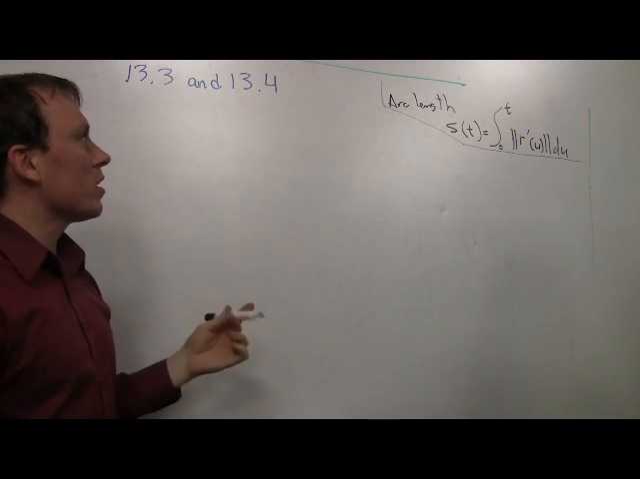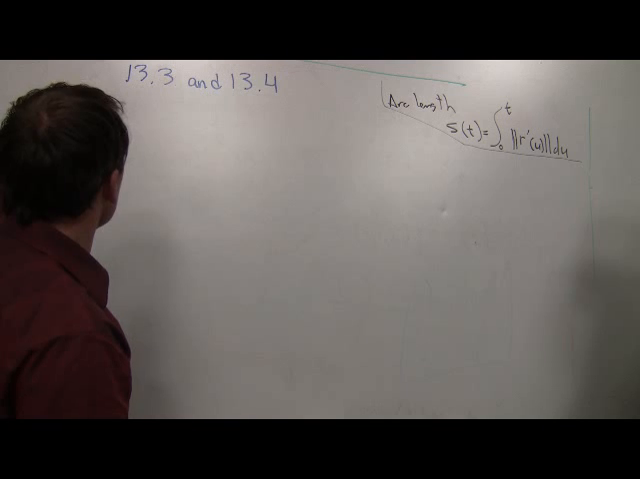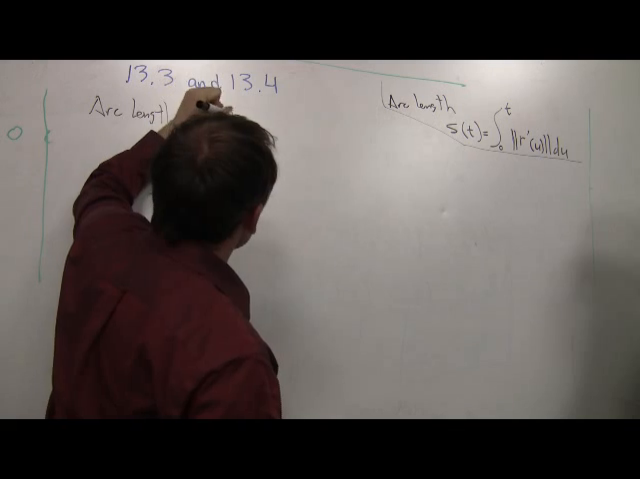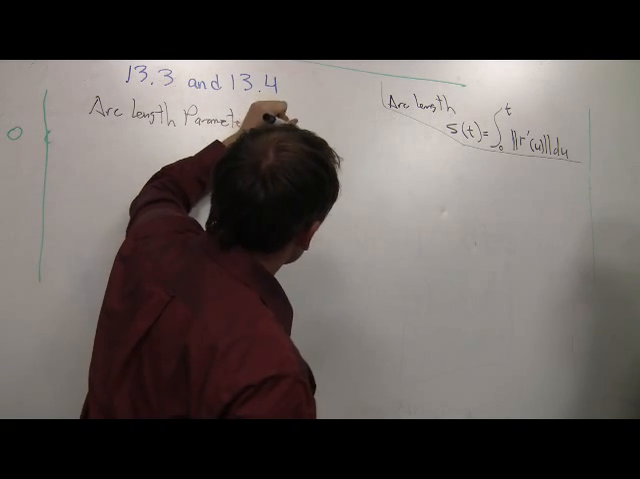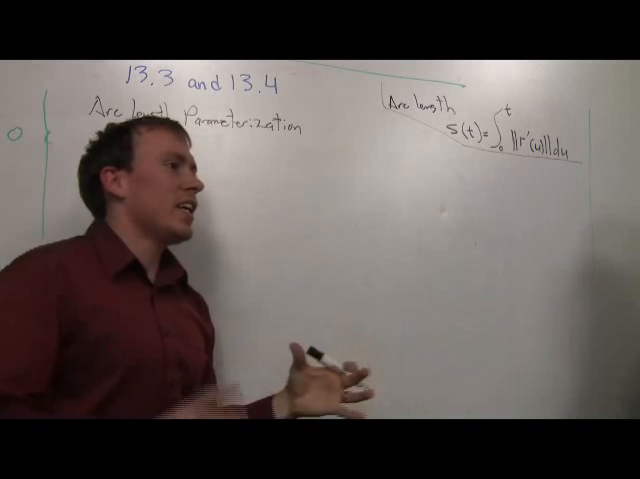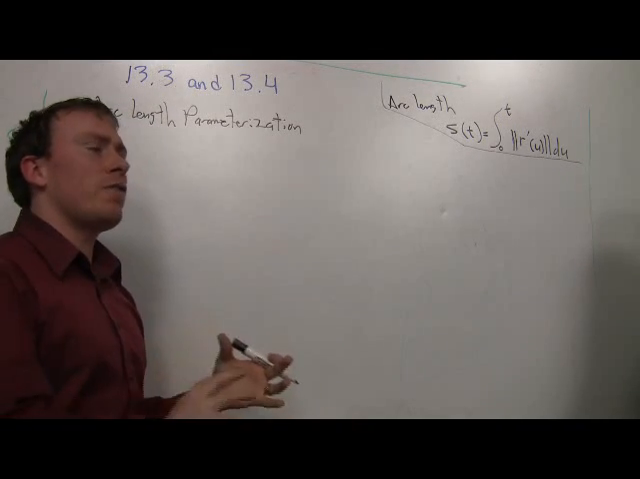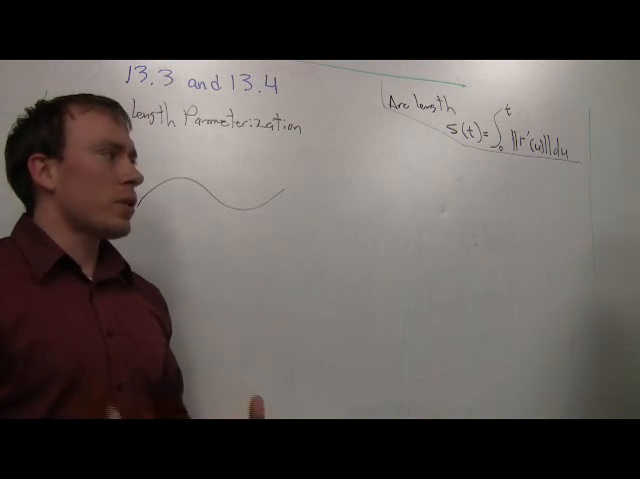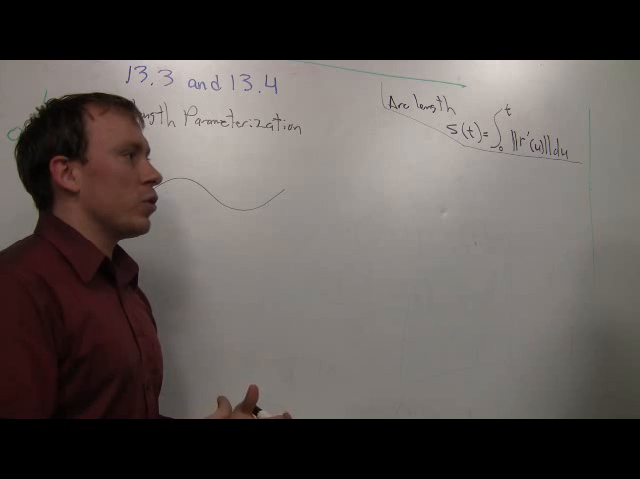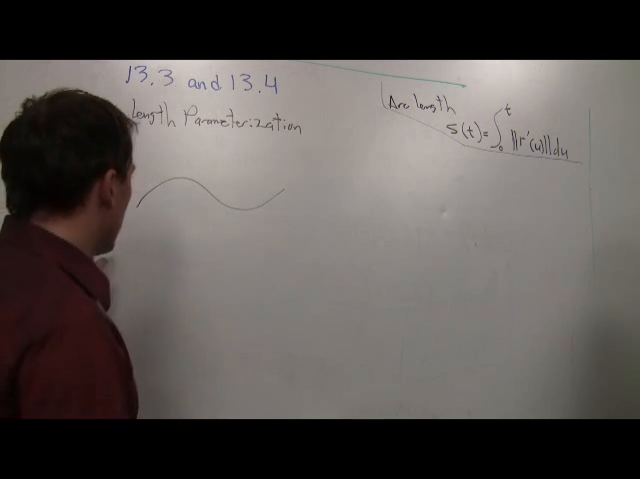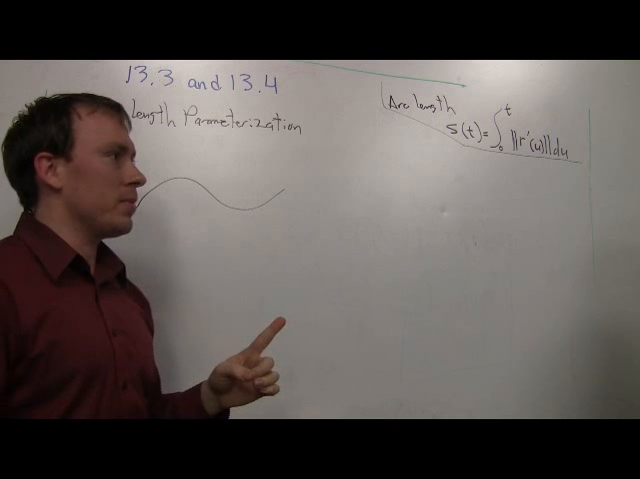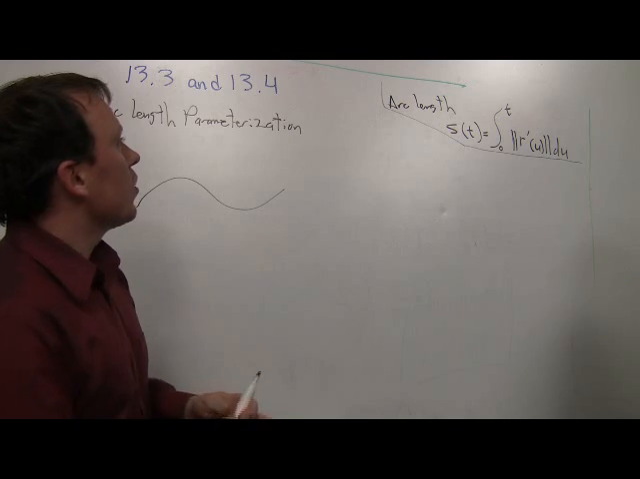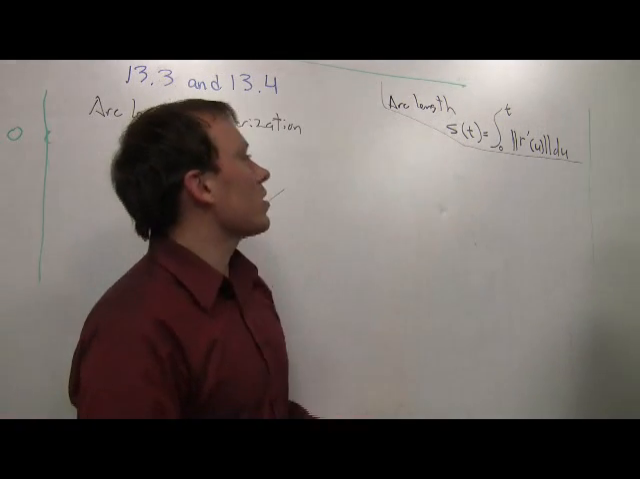So let's talk about arc length parameterization. It's a way of taking the idea of how far we have traveled on our path and normalizing the velocities so that all of them are unit vectors. I want to have traveled 1 unit of distance in 1 unit of time. And in order to do this, we're going to utilize our arc length function.